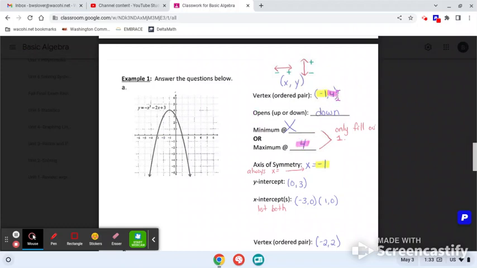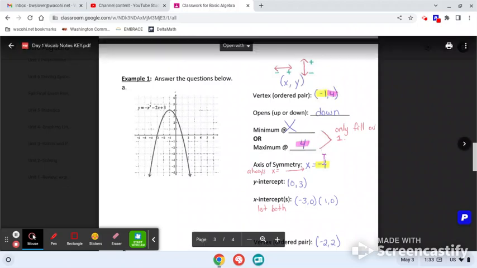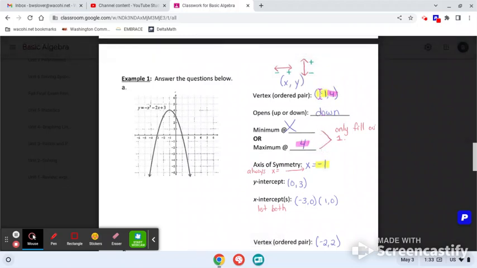And my maximum is coming from my y value. And I have a little note here that says you only need to fill out one of them. So that's why I cross off the minimum. You can't have a minimum and a maximum. Your axis of symmetry is always x equals, and in this case it's x equals the x value of your vertex. That's why I have the color coordination going on here. Your y-intercept is where it crosses the y-axis, your vertical axis. And then your x-intercept is where it's crossing the x-axis. In this case, there are 2, and you need to actually list both. Don't just list one of them.